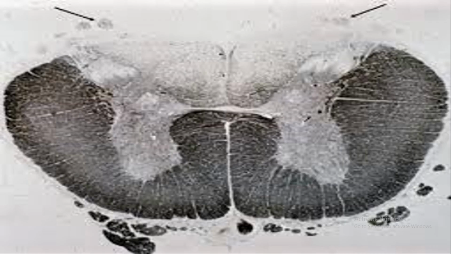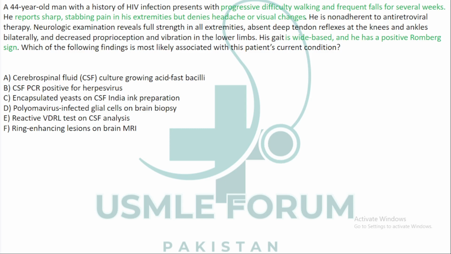So this condition is tabes dorsalis. It's caused by tertiary syphilis, and in HIV positive patients, syphilis can accelerate or become very severe and appear in the form of tabes dorsalis. Now we can go to the options and match them with the disease. Option A, CSF culture growing acid fast bacilli. Do you think it's a correct option? Of course not, because that's TB, and you would expect chronic meningitis signs like headache, fever, cranial nerve palsies, and that doesn't match this stem or the dorsal column pattern.